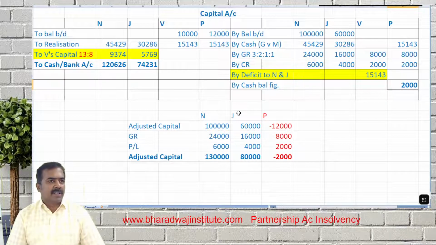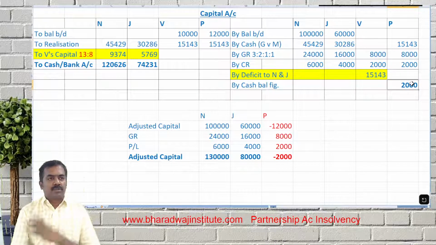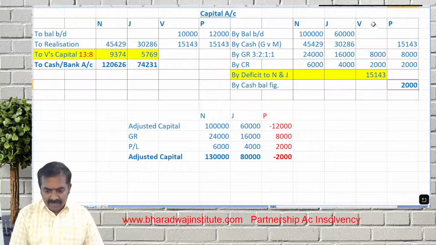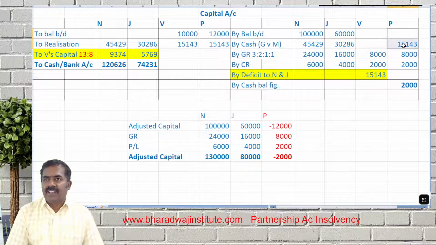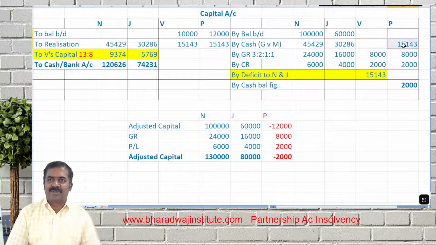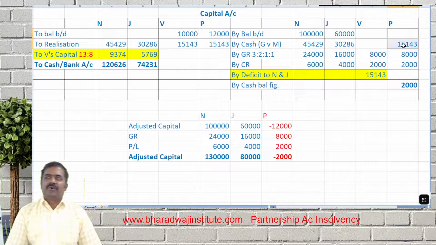If two partners become insolvent, the remaining partners add both deficits and transfer them. Suppose P had become insolvent here, what would we do? This 15,143 means nothing, and this 2,000 is also not brought in. Some 17,143 shortage is there. So V's deficit plus P's deficit are added and transferred to N and J in which ratio? Capital ratio. Suppose three partners become insolvent, add up all the deficits and transfer to the fourth partner. If he cannot bring it, the firm becomes insolvent.